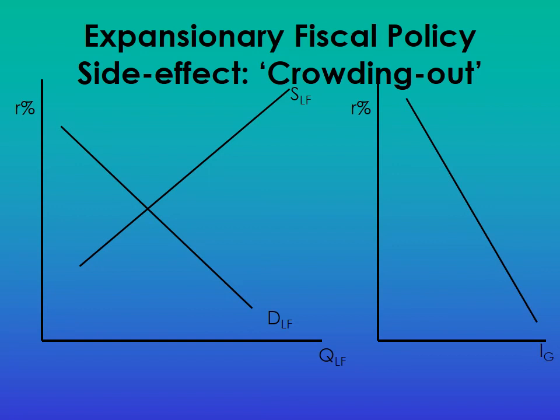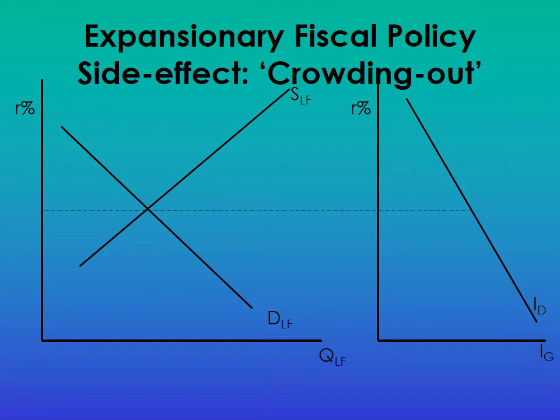Now, over on the right, this is what we would call the investment demand model. It shows the demand for business investment, see ID right there, and on our y-axis we've got the real interest rate, on our x-axis we've got the quantity of business investment.